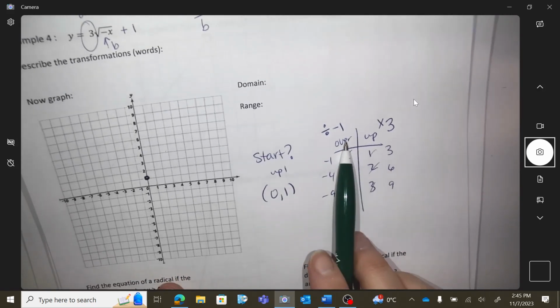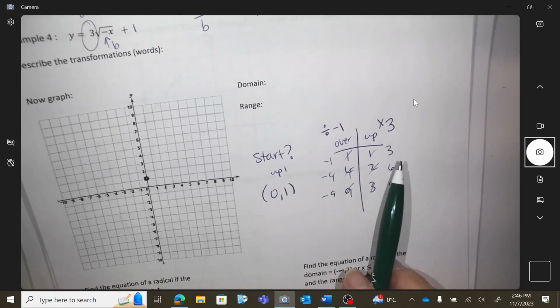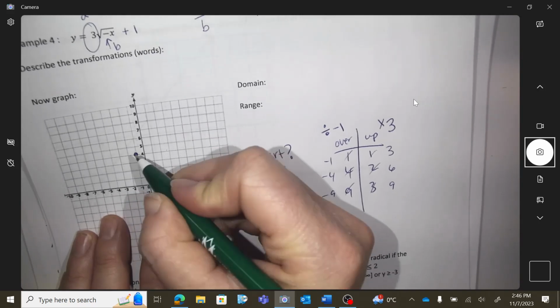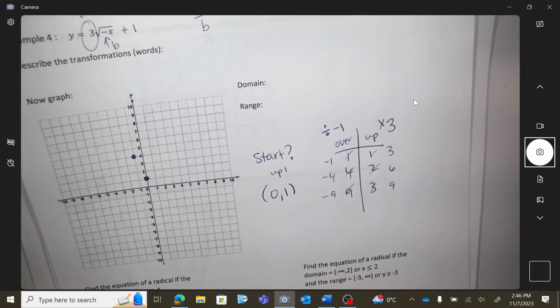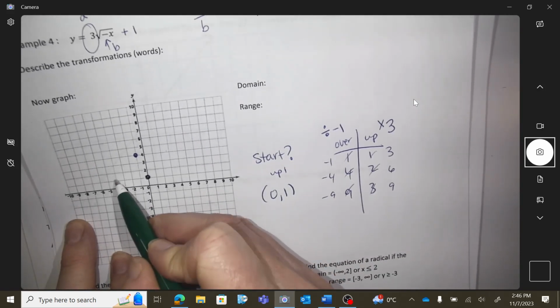Okay, so over, when I say -1, you're going to move left 1, up 3. Go back to the original start. Move left 4, up 6.